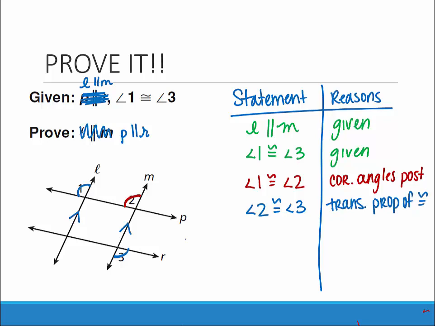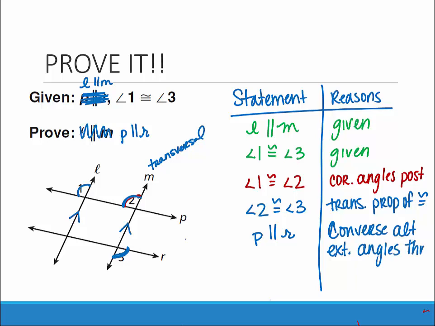So now that I know that angle 2 and angle 3 are congruent, I can say that P has to be parallel to R, and M is acting as my transversal. And we can do this because angle 2 and angle 3 are equal, which is the alternate exterior angles theorem.